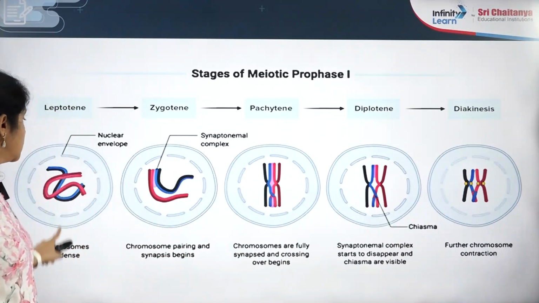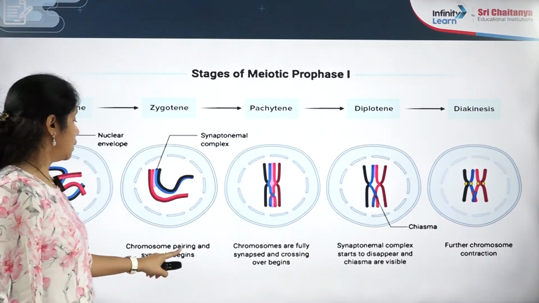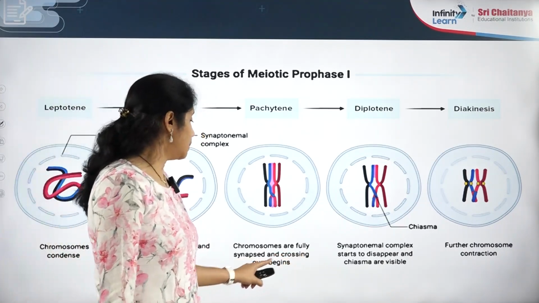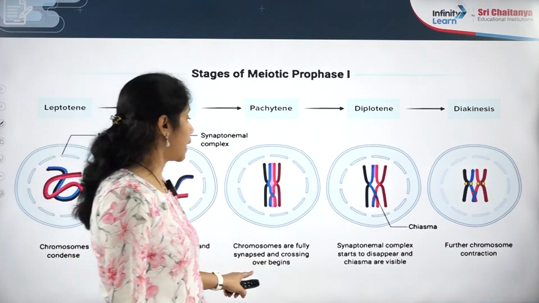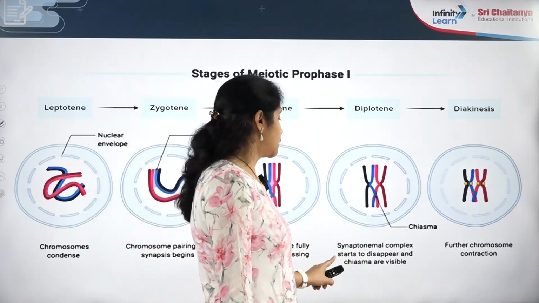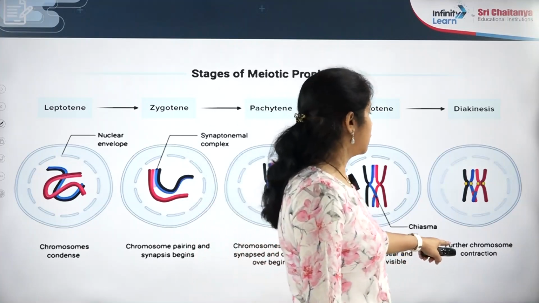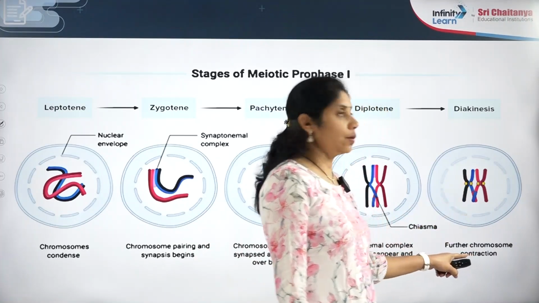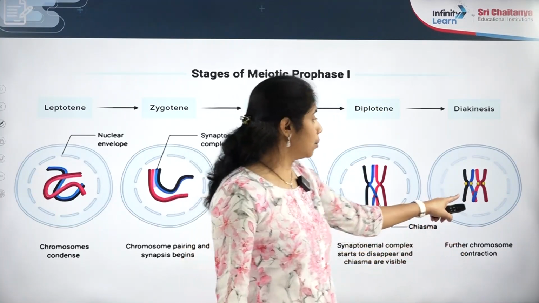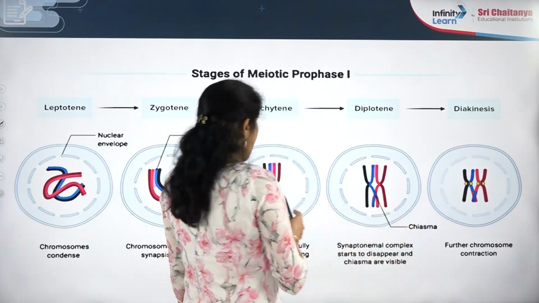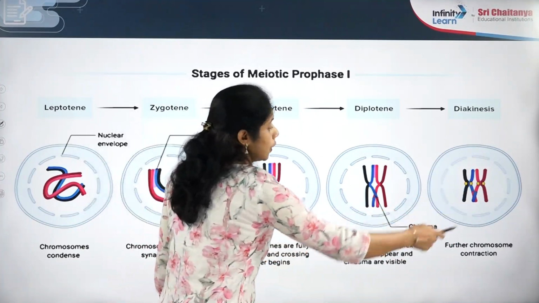You can see here, condensation of chromosomes begins. They start pairing up with each other. Synapsis begins. Chromosomes are fully synapsed and crossing over occurs here in pachytene. The synaptonemal complex is dissolved and the chiasmata are visible. Further condensation of chromosomes will happen in diakinesis, and terminalization of chiasmata happens. You can see that the color exchange happened in the pachytene and it continued further.